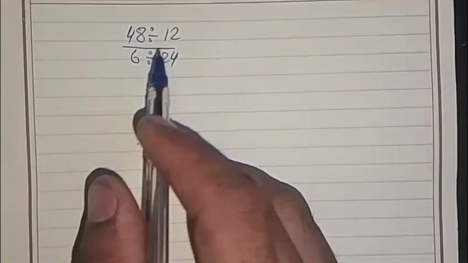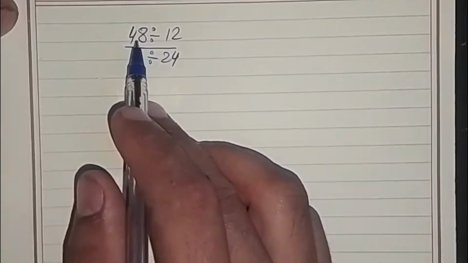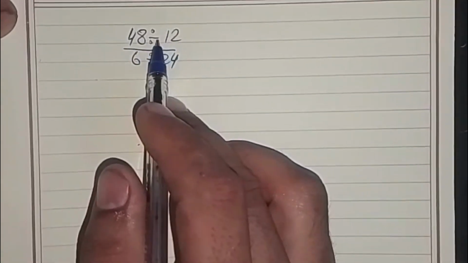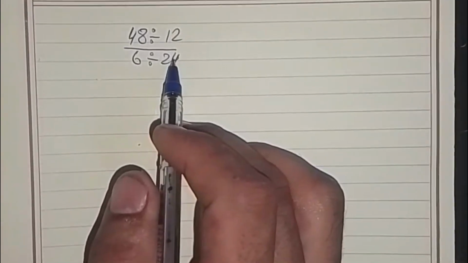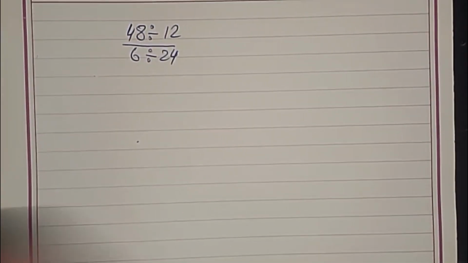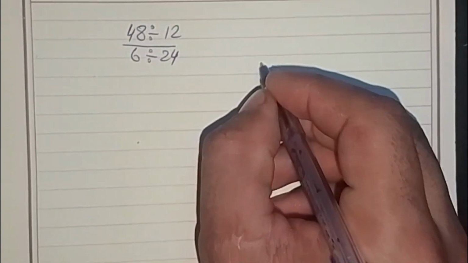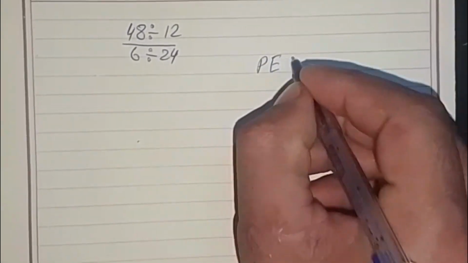Today we find the value of this fraction: 48 divided by 12 over 6 divided by 24. So we solve it by the rules of mathematics, PEMDAS.